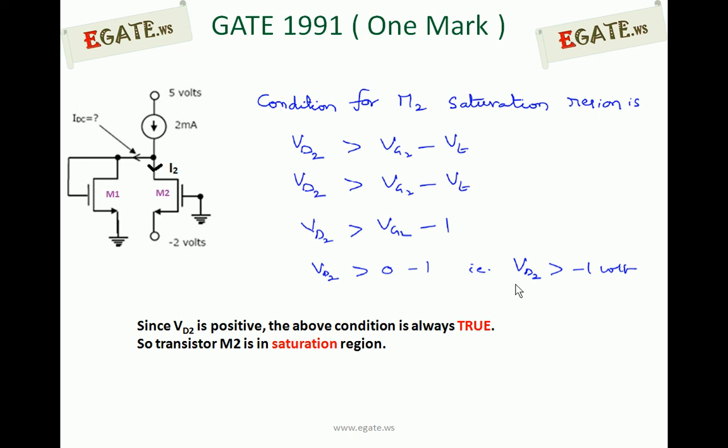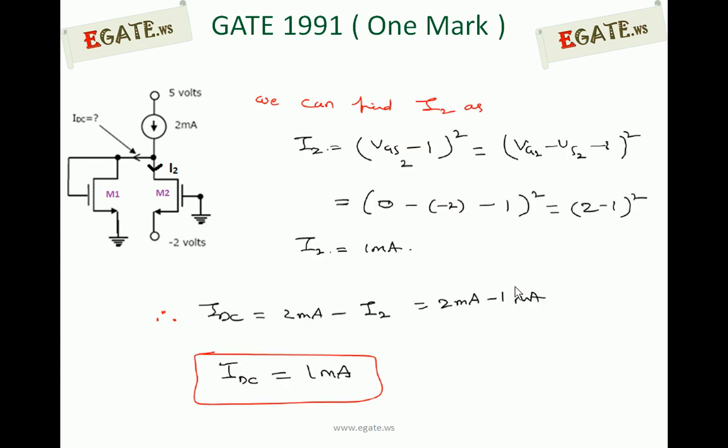Since M2 is in saturation, we can use the given current equation for saturation region. So the current equation for saturation region of M2 is I2 is equal to (VGS2 minus 1) whole square. VGS2 can be written as VG2 minus VS2. So VG2 is 0 volts, VS2 is minus 2. So minus of minus 2 becomes plus. So it becomes (2 minus 1) whole square, that is 1. So I2 will become 1 milliampere.